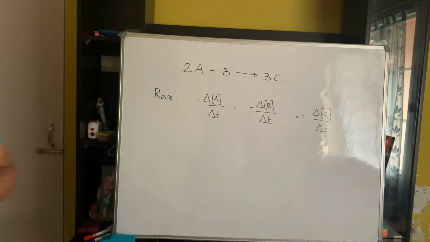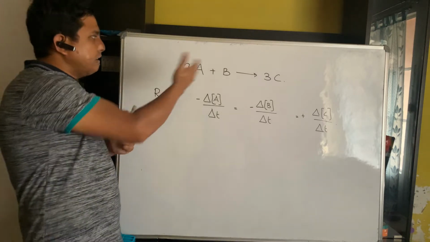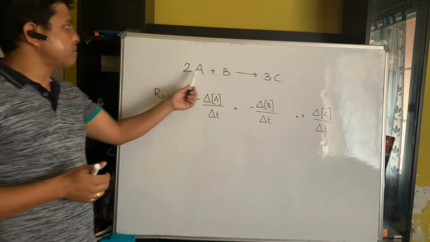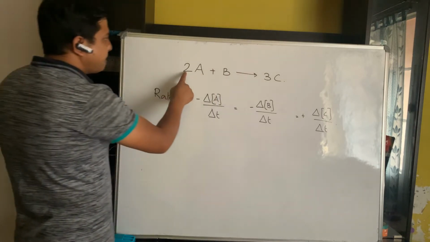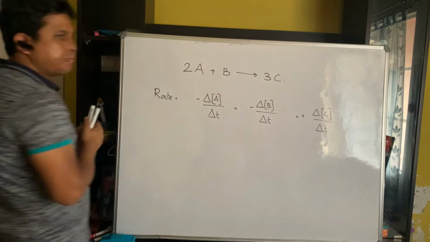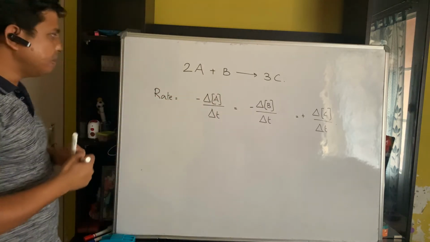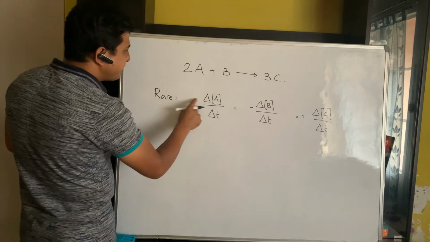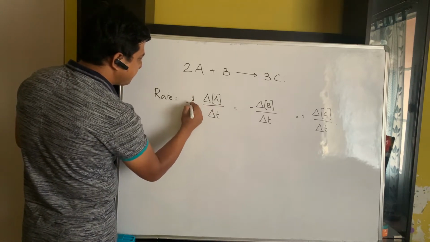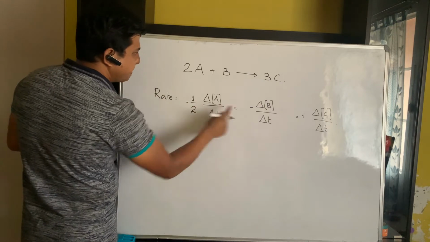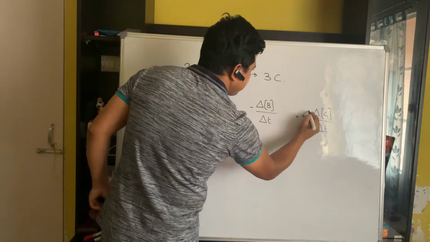So how do we express the rate of a reaction for this kind of reaction where the stoichiometric coefficients are different? Very simple, you just look at the stoichiometric coefficient. Here it is 2, here it is 1, here it is 3. So what do we do? We divide everything by the respective stoichiometric coefficient. I'll divide by 2 here, by 1 here, it will remain the same, and by 3 here.